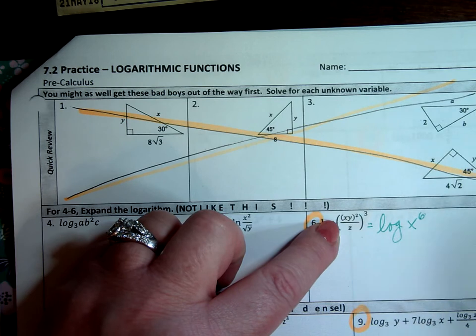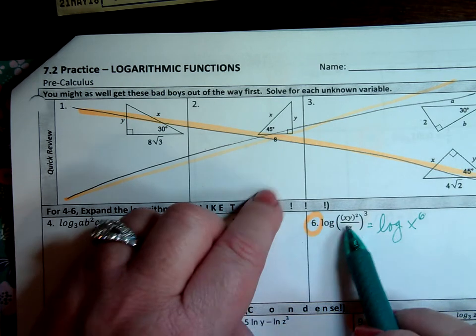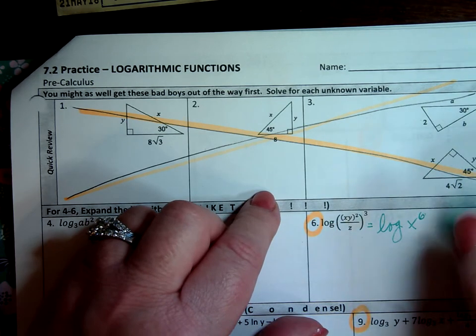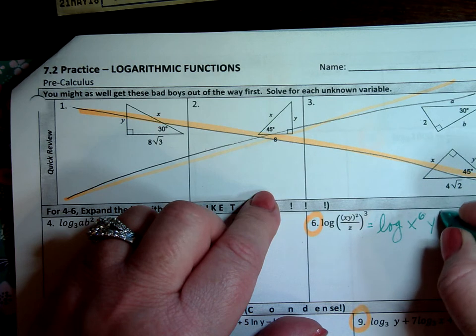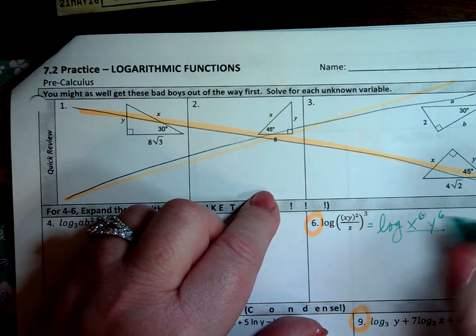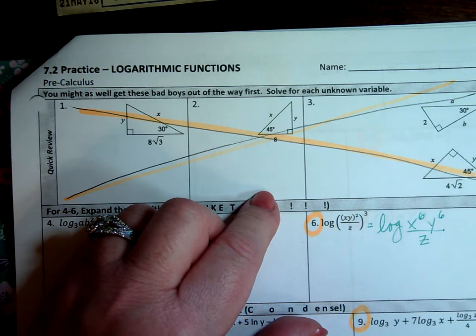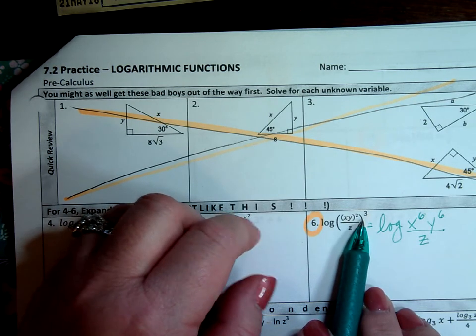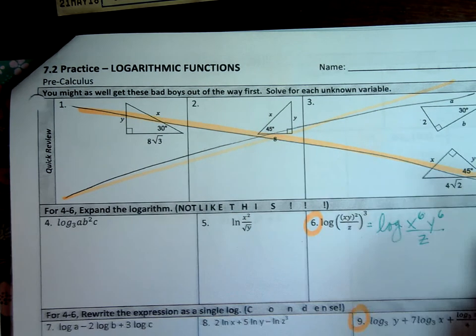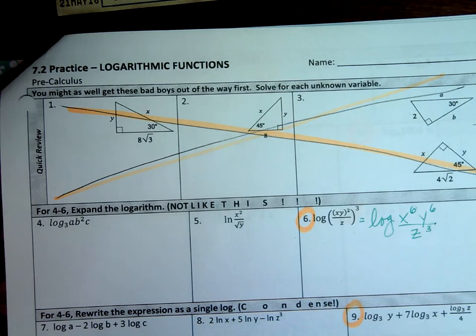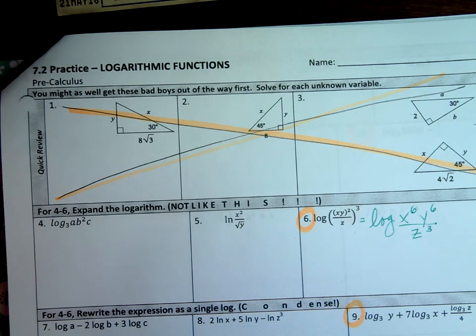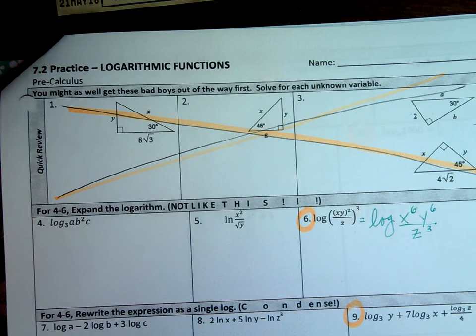Same thing goes for the y. Y squared cubed, multiply the powers, I get y to the 6th. Z is being cubed, and so it's just a z cubed. Okay, that's what it would look like if I had all those powers written better. Now, how many pieces do I have? I have an x piece, a y piece, and a z piece. I've got 3 pieces. I'm going to write log 3 times.